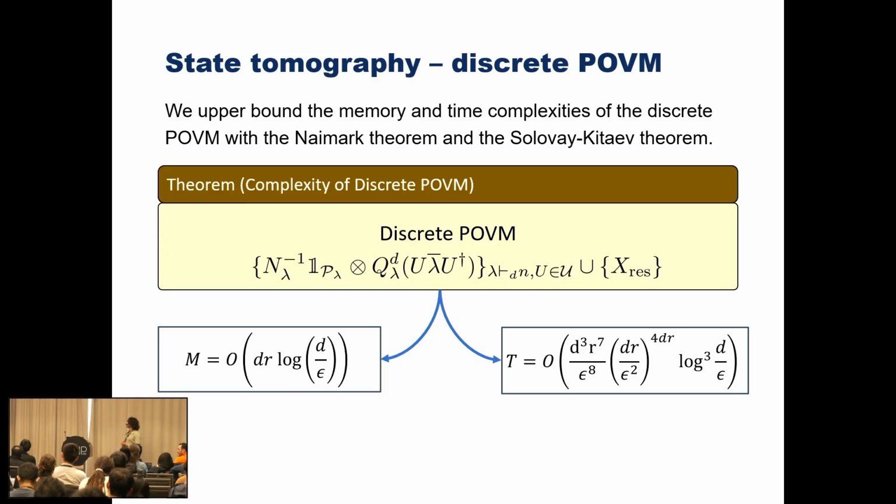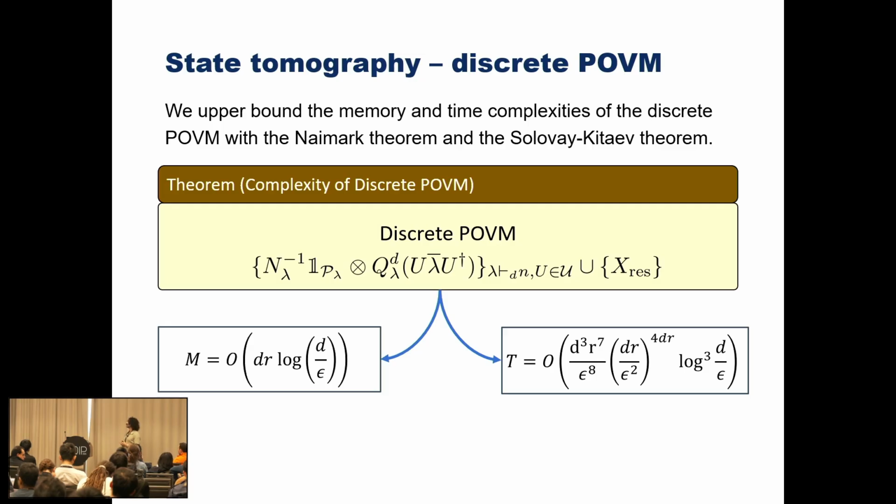Using this discrete P of M, we're able to show that the estimate, U times the lambda bar diagonal matrix times the U dagger, actually satisfies the trace distance condition that we desire of a state tomography algorithm. And we are able to do this with memory complexity as given in the left box. You can prove this basically via the Neumark and Solovay-Kitaev theorems. Essentially, the bottleneck for the memory complexity of this algorithm is the memory required to apply the discrete P of M, not the unitary Schur sampling part.